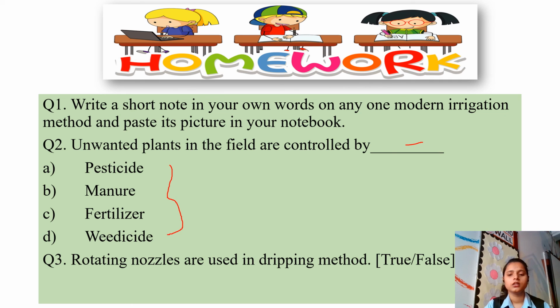The third is true or false type. Rotating nozzles are used in the dripping method. Is it true or false? You need to write down your answer in your notebooks.